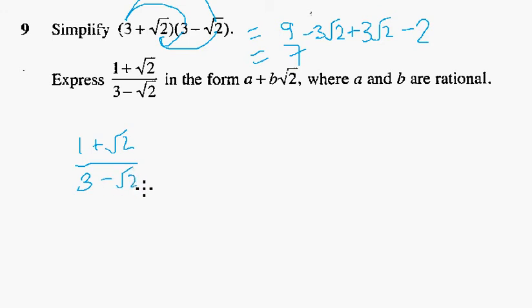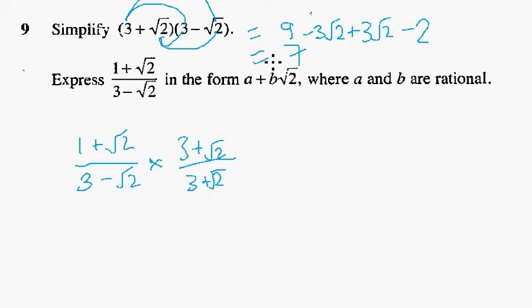Now you know that with a fraction, if you multiply top and bottom by the same amount, you haven't changed the value of the fraction. So 1/3 is the same as 10/30ths, is the same as 2/6. If you multiply top and bottom by the same amount, you always get the same fraction. So what we're going to do here is multiply the top by 3 plus root 2, and multiply the bottom by 3 plus root 2. Now, we already know what happens when you multiply 3 minus root 2 by 3 plus root 2. It becomes 7. That makes your life easy.